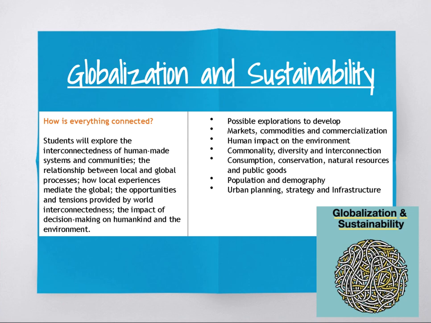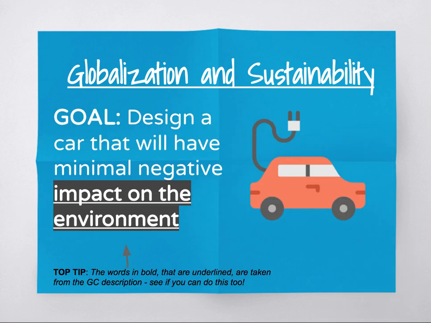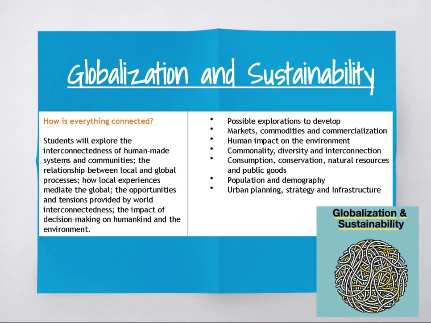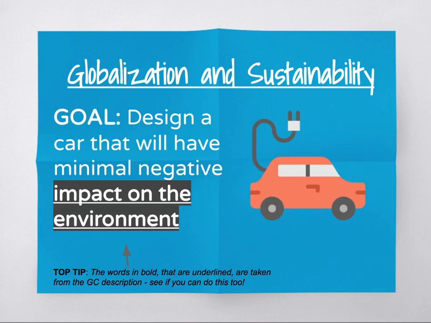So for globalization and sustainability, design a car that will have minimal negative impact on the environment. So here you can see the words that are in grey are directly taken from the description. So if you look at the third exploration down, it says human impact on the environment. And again, in the description on the left, it says the impact of decision making on humankind and the environment. So this project where I'm making maybe a solar powered car will definitely link to that global context.